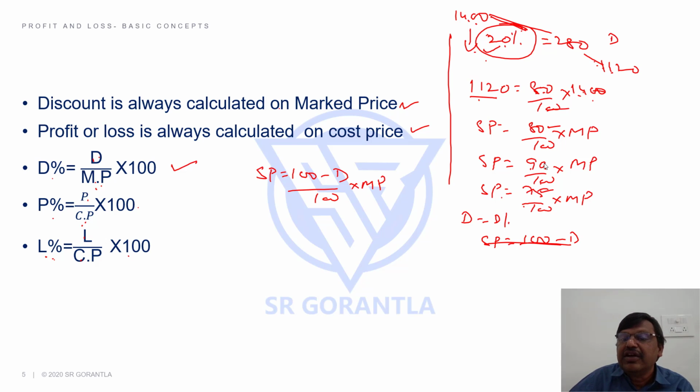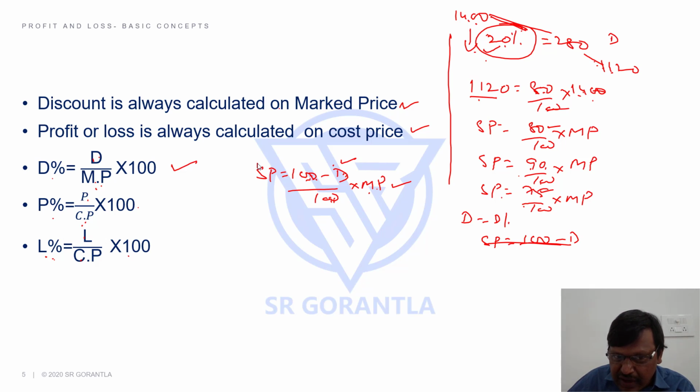See, if you see this, when discount is 20, 100 minus 20, 80% of market price. When discount is 10%, 100 minus 10. If discount is 30, 100 minus 30, 70. If discount is 25%, 100 minus 25, 75. Like this we can write, students.